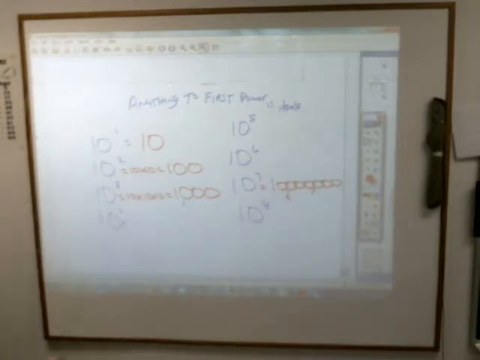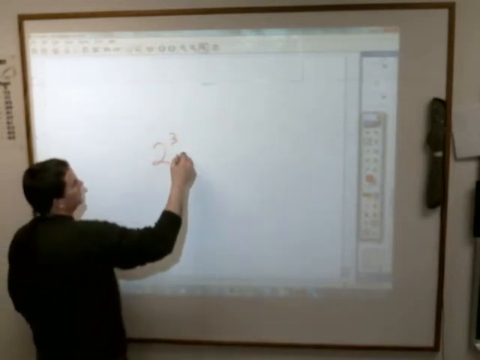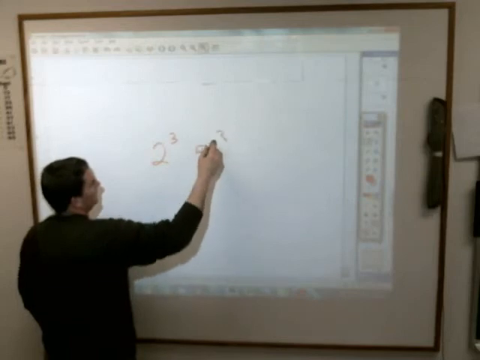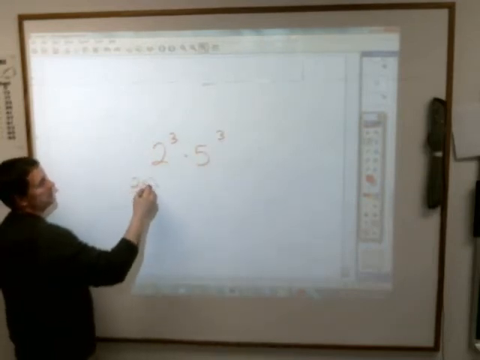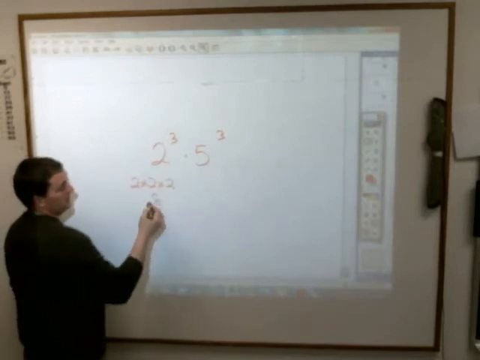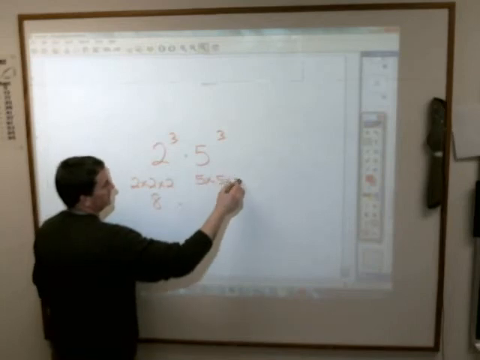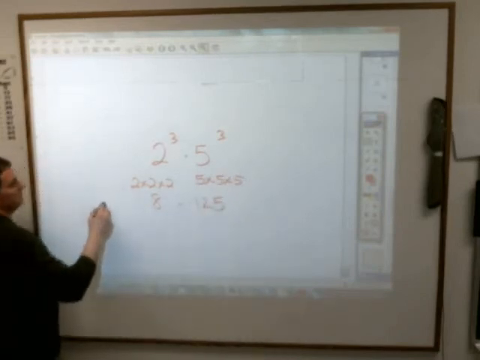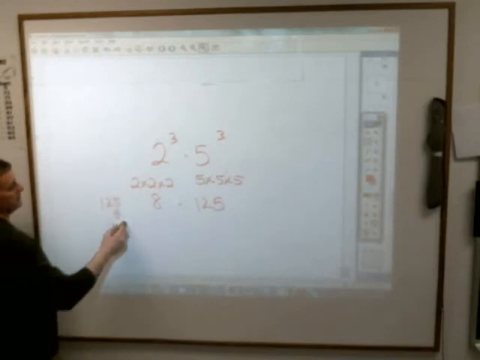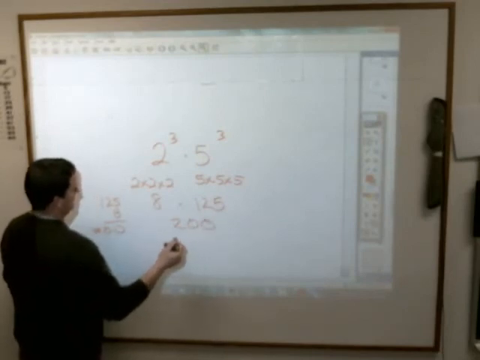They might ask you something like this. What is 2 to the third power times 5 to the third power? Okay, and there you're just going to have to do it out. 2 times 2 times 2 is 8. And you're going to multiply that by what 5 times 5 times 5 is, which is 125. And then 125 times 8 is 2,000. Is that right? No, just 1,000. All right.